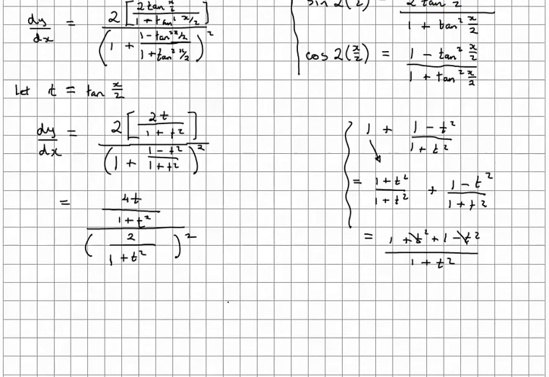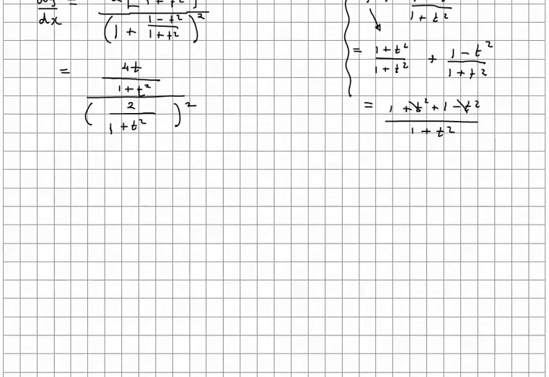Move down a little bit. I'm trying to now tidy this up a little bit more, so I'll square out those brackets on the bottom. That gets me 4t on top, all over 1 plus t squared still on top, all over, squaring that fraction gives me 2 twos, 4 on top, all over now (1 plus t squared) squared. It's the bottom line squared out.